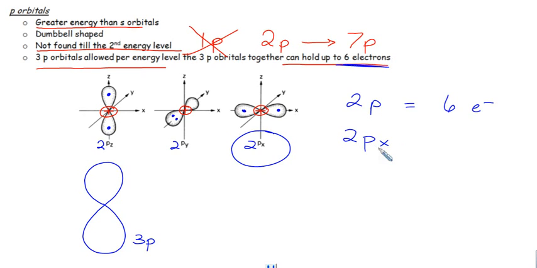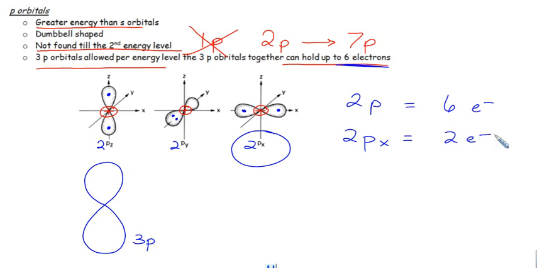Okay, so we're in the second energy level. We're looking at the p orbitals, here they are. This electron is in the p orbital, second energy level, x-axis. It's one of these two. This narrows it down to 2 electrons. It's one of those 2.